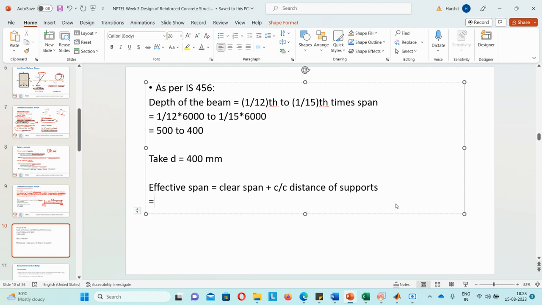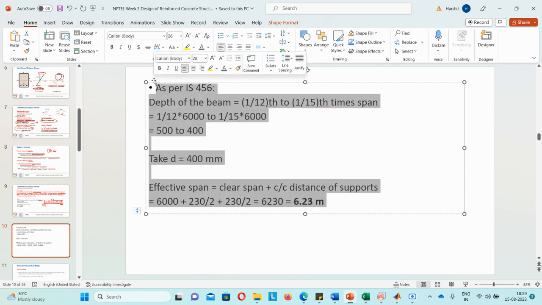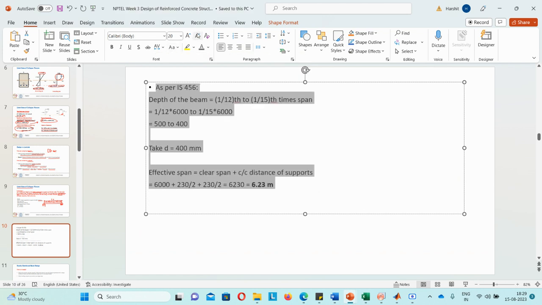It will be 6,000 plus 230 by 2 plus 230 by 2. So it will come out to be 6230, or we can say 6.23 meter. Okay, so this is our effective span. You need to remember this value. We'll see how we use this value later on.